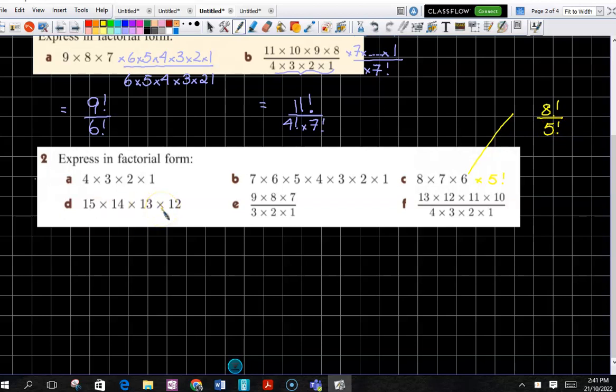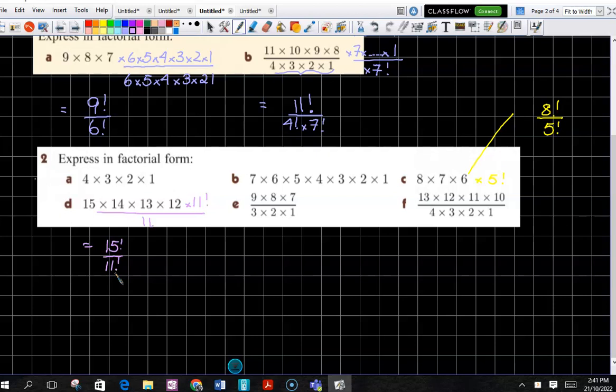So, do the same thing here. What would I have to times by? 11 factorial. So I have to divide by 11 factorial. So this ends up being 15 factorial over 11 factorial. Are we over this? Awesome.